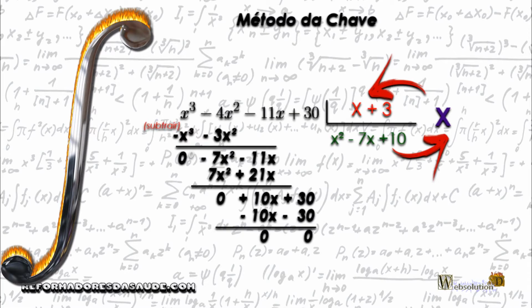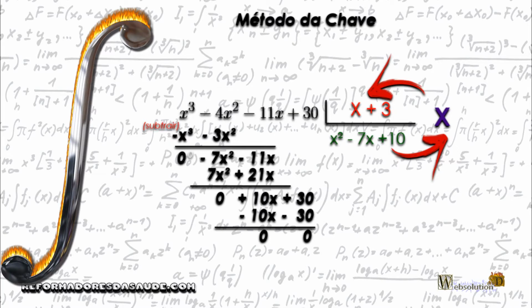10 times x, 10x, as here it is positive, it becomes negative. So it's minus 10 times 3, 30. As this is positive, it comes here as plus with minus, minus. So it's minus 30. By subtracting the results we arrive at zero, zeroing the division, so the remainder is zero.